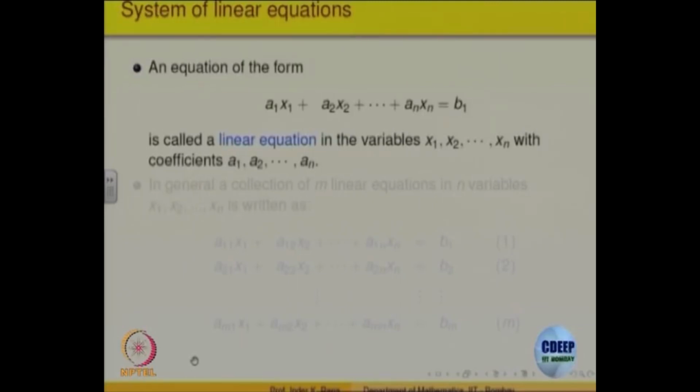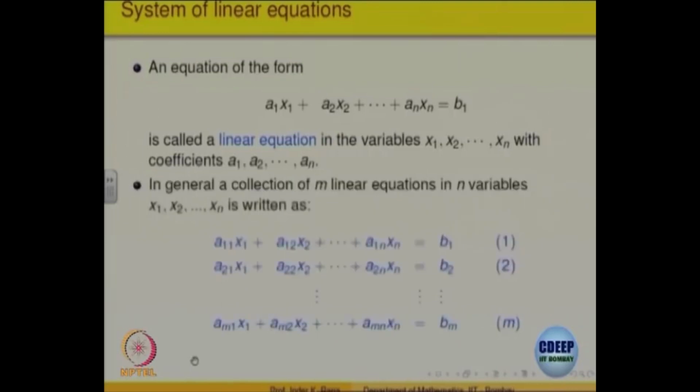So, we will define formally an equation of the form a1 x1 plus a2 x2 plus dot dot dot an xn equal to b1 is called a linear equation in n variables x1, x2, and so on. The number of variables is n, only one equation. Why is it called linear? Because the power of all the variables is 1, that is why it is called a linear equation in n variables. Now give more than 1, so you can have a system of m equations in n variables.